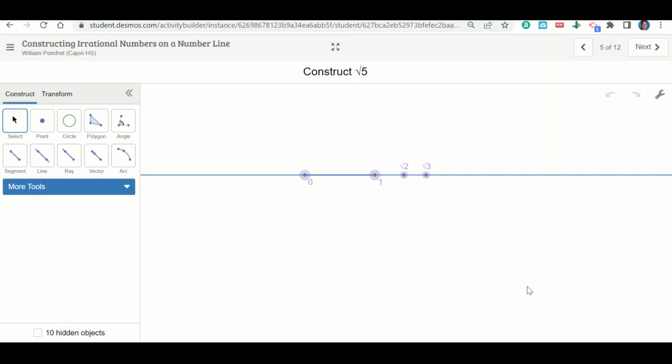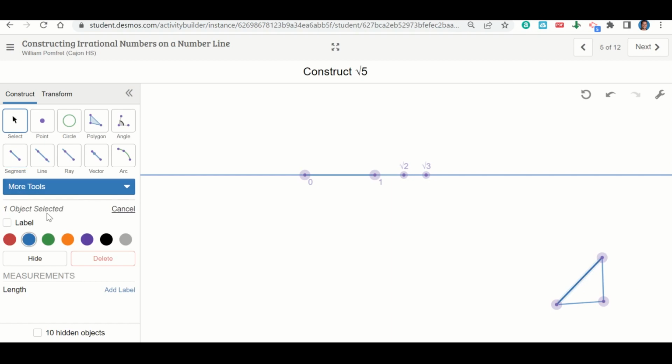Let's talk now about how to construct square root of 5 on the real number line. So I'm going to look at this in terms of the Pythagorean theorem. So I'm going to draw my right triangle over here again, just like that. And I know using the Pythagorean theorem, if I want this to be square root of 5, so I'm going to go ahead and label that as square root of 5.